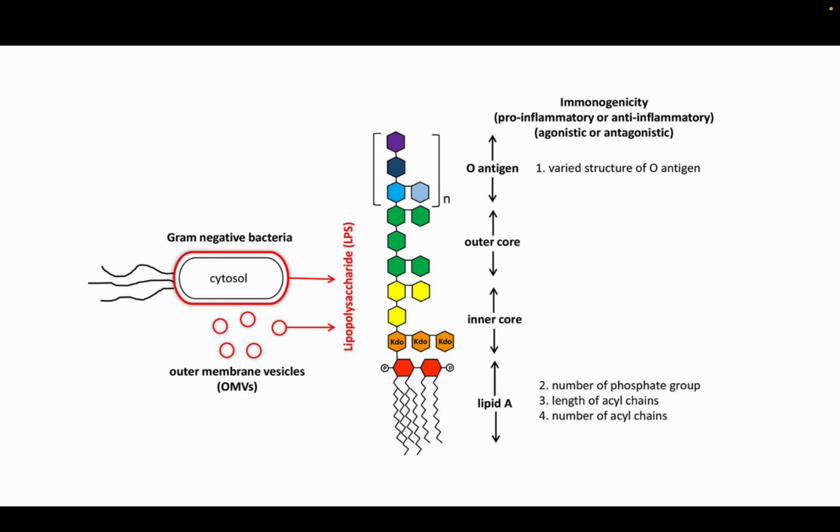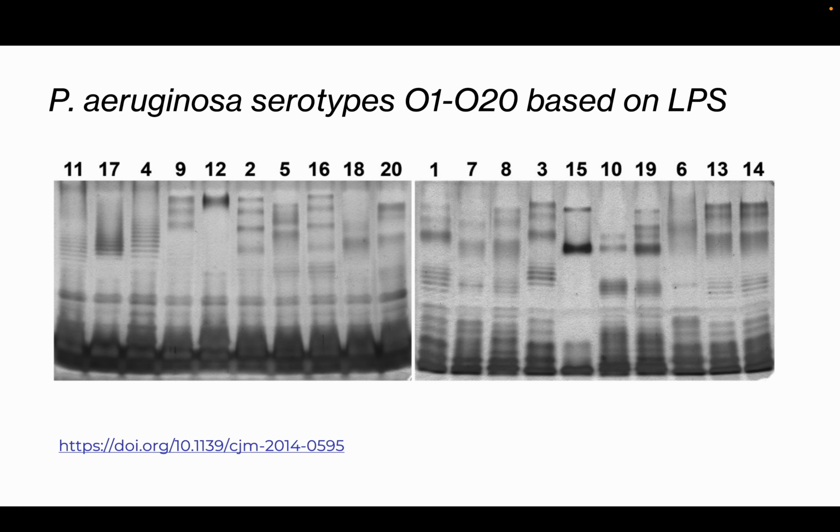And then, of course, the lipid A molecule, the root molecule where the sugar hexose polymer is attached. Lipid A serves as the attachment of the LPS to the outer membrane. An example here is the O antigen variants of P. aeruginosa, from O1 to O20, based on their LPS. You can see different patterns, so very different makeup for these serotypes.